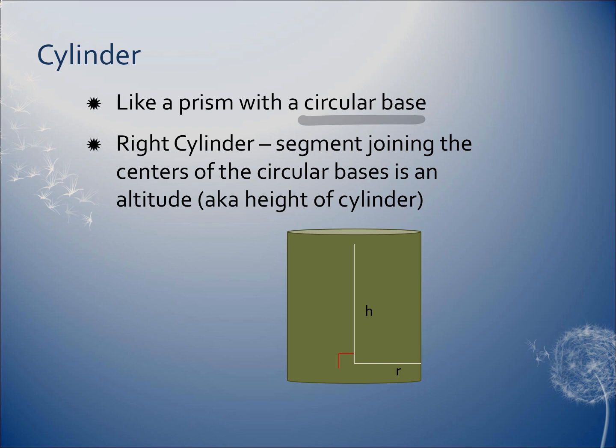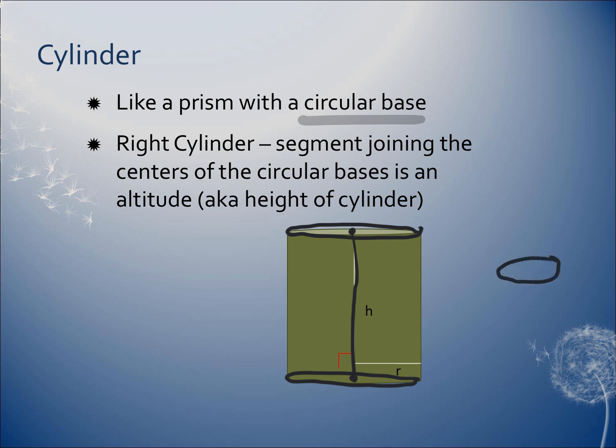So remember, prisms are just defined by objects that have both a base at the top and a base at the bottom. Pyramids are those that don't have two bases, they only have one base. We're only dealing with prisms today. And a cylinder is a form of a prism, okay? Now, in a right cylinder, the segment that joins the two centers of the circular bases is considered an altitude. So if this height goes straight from the center of one of your circles down to the center of the bottom circle, then this is a right cylinder, okay? An example of not a right cylinder would be one that's kind of slanted.